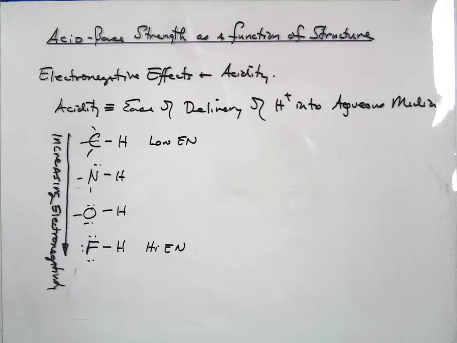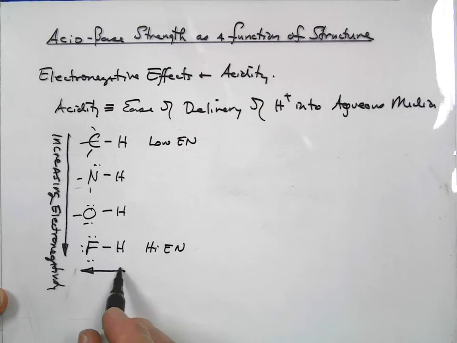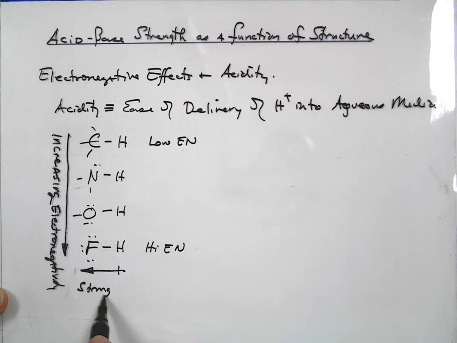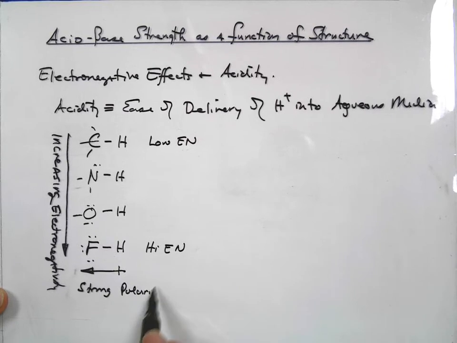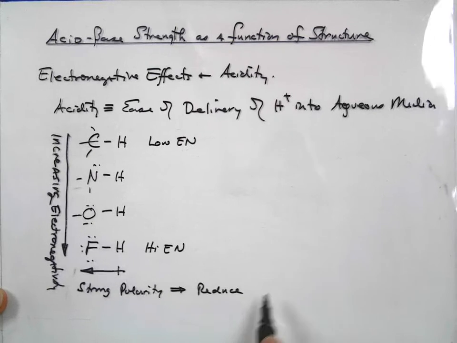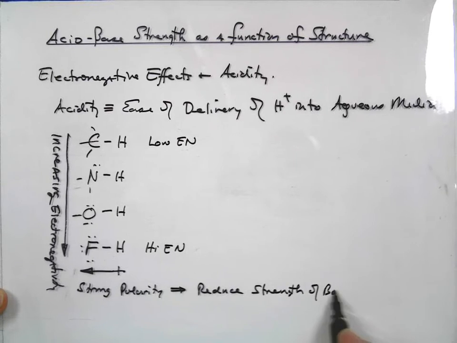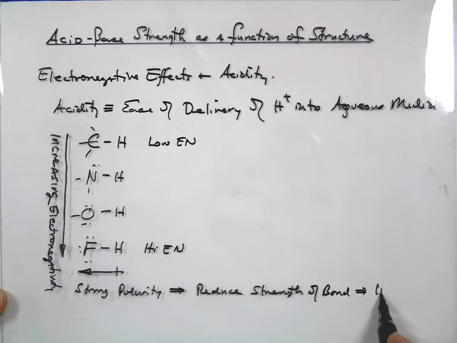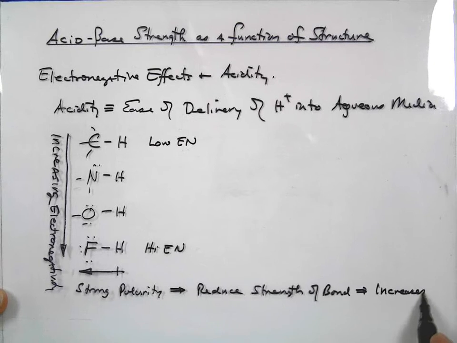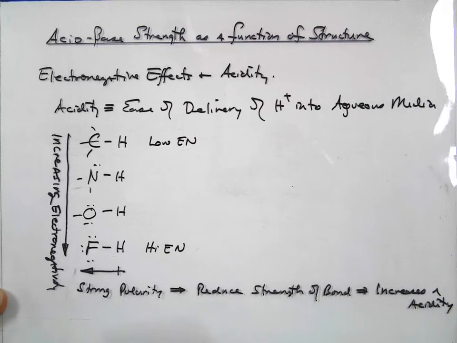Well, the issue of the electronegativity is that it reduces the strength of bond. So electronegativity, if the polarity is very strong, reduces strength of bond, and that increases acidity. Okay, so that's one consideration.